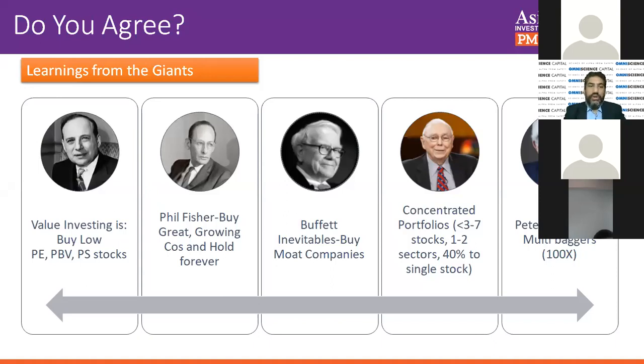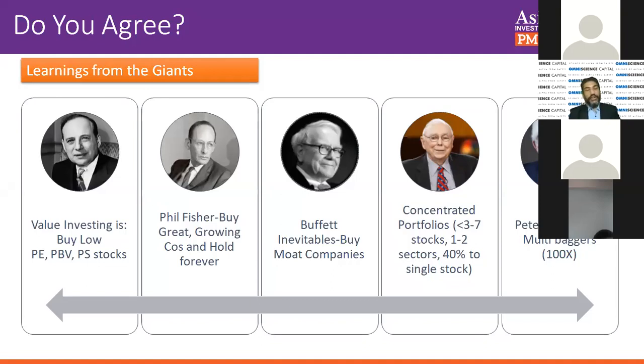All great fund managers, and people claim that they follow these gurus. And this is what they understand: Benjamin Graham was a value investor, and he bought low PE and low price to book stocks. Phil Fisher used to say buy great growing companies and hold forever. Warren Buffett, buy the inevitables, moat companies. Charlie Munger says have concentrated portfolios, just 3 or 4 stocks is sufficient. And Peter Lynch says buy multi-baggers, 100 baggers. So do you agree with this?